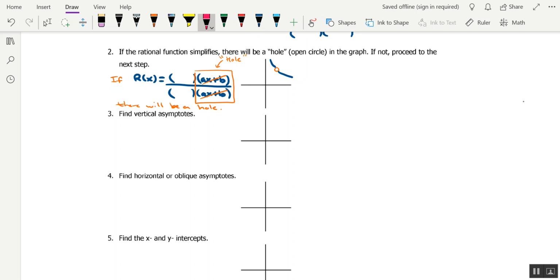The next thing that you would do is see if the graph of your rational function has any vertical asymptotes. And to figure out these vertical asymptotes, what we do is we take the denominator of the rational function and we set it equal to 0 in order to solve for x. And remember, vertical asymptotes are plotted as vertical dashed lines crossing the x-axis wherever division by 0 occurs.